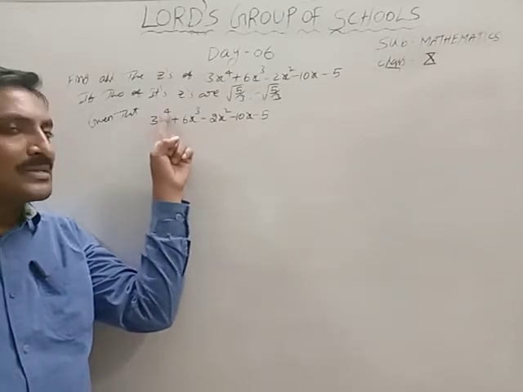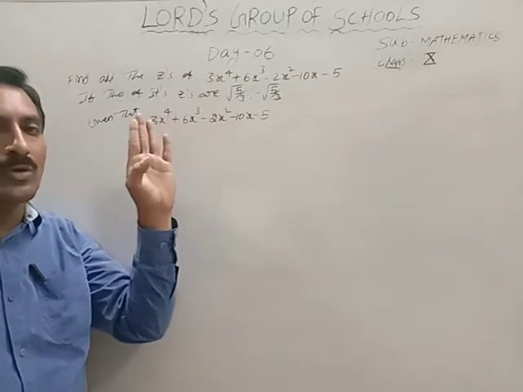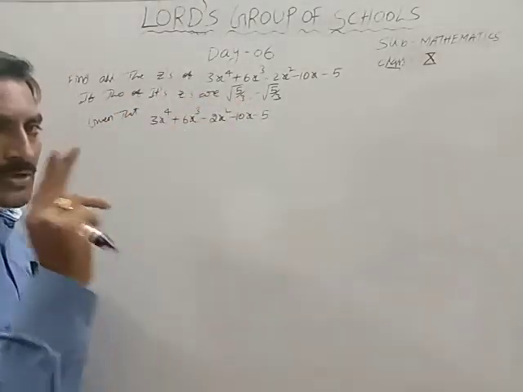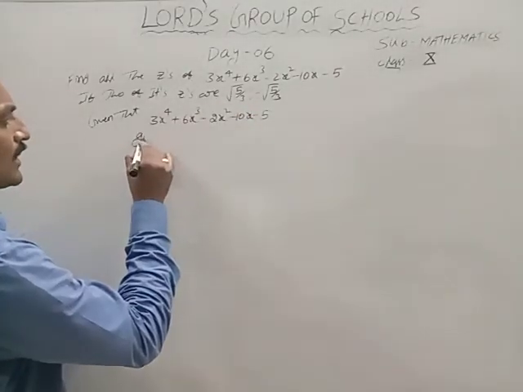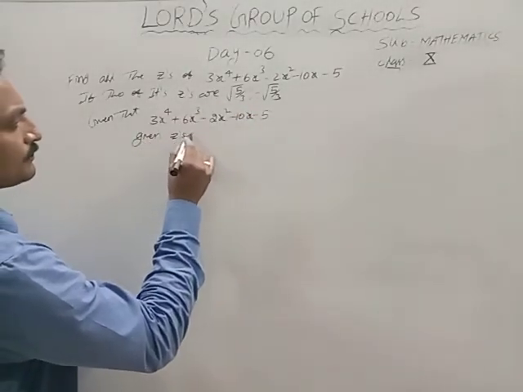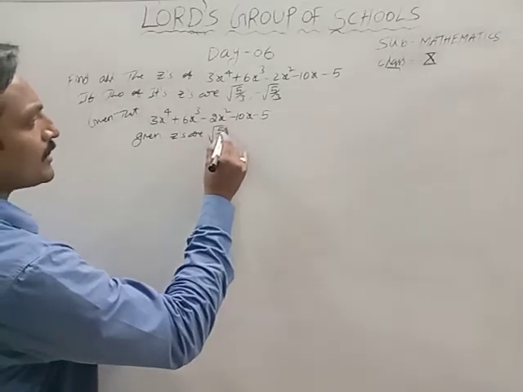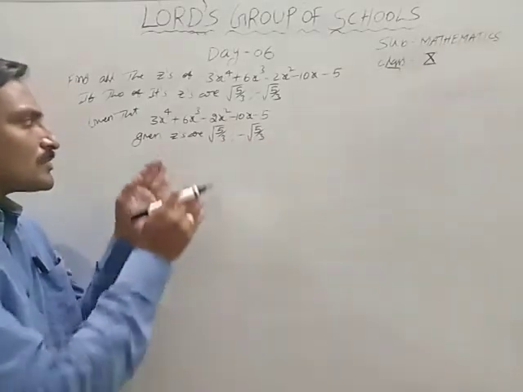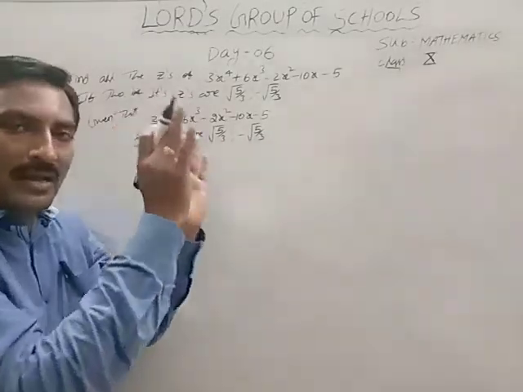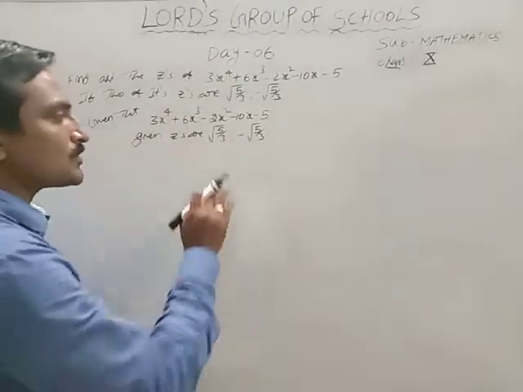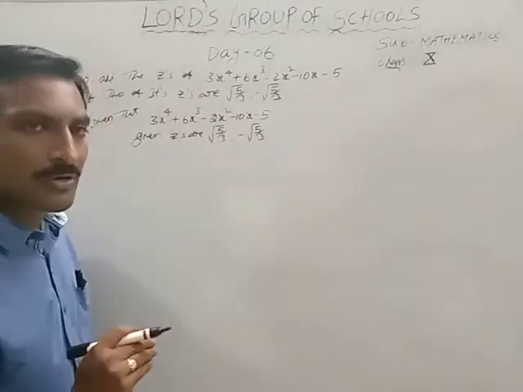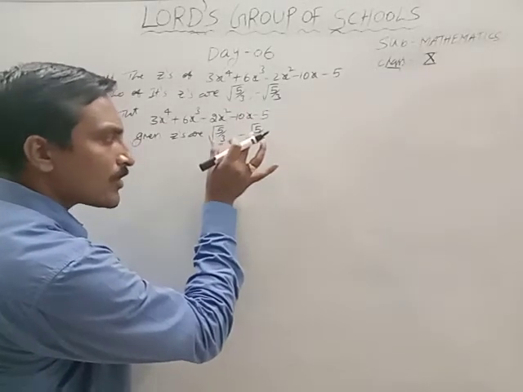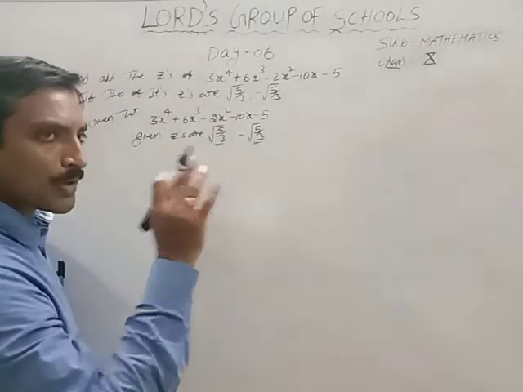Here degree 4 means this polynomial contains 4 zeros. Out of the 4 zeros, 2 zeros are given. What are the given zeros? Write the zeros. The given zeros are root 5 by 3, comma, minus root 5 by 3. So the given polynomial actually contains 4 zeros, and out of these 4 zeros, 2 zeros are given, and we have to find the other zeros. Using these 2 given zeros, you have to find the polynomial.